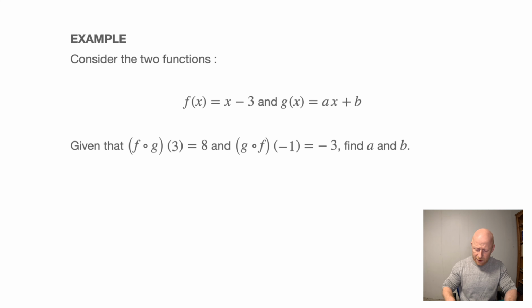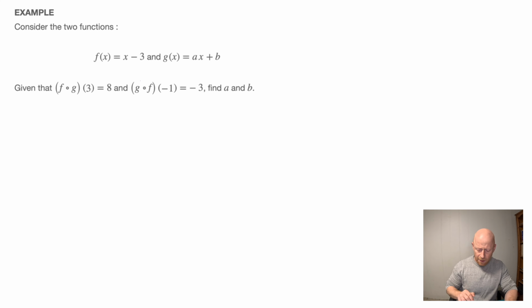So let me start by moving this question to the side, like so. And as I always do, I'll go ahead and write SOL here for solution. Here we go. We're told: consider the two functions f of x equals x minus 3 and g of x equals ax plus b. We're then told, given that f of g of 3 is equal to 8 and g of f of negative 1 equals negative 3, find a and b, where a and b are the coefficients in this function g of x.